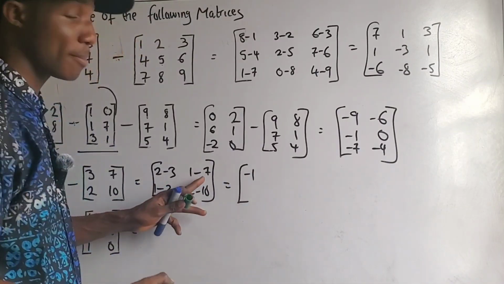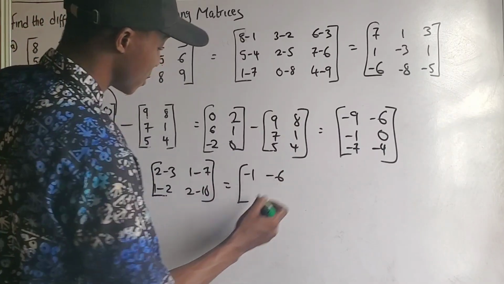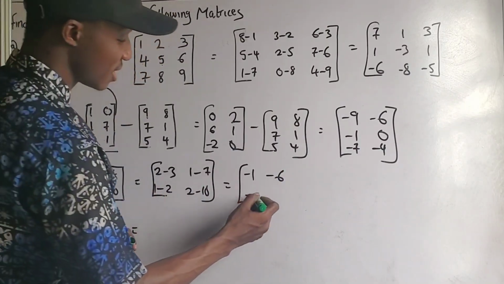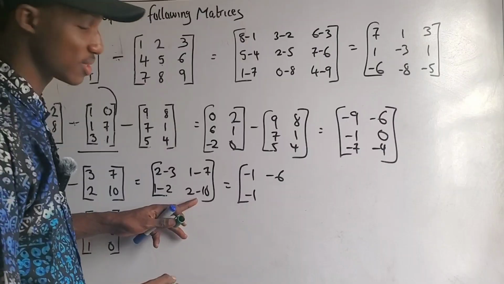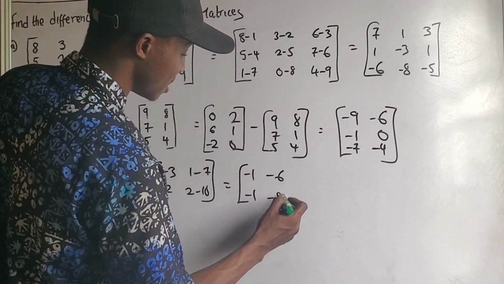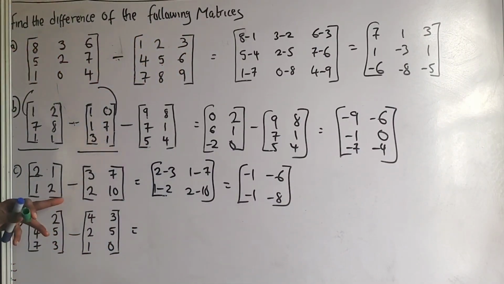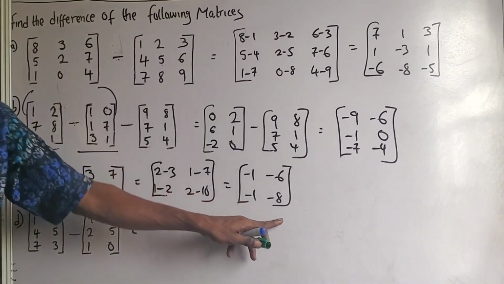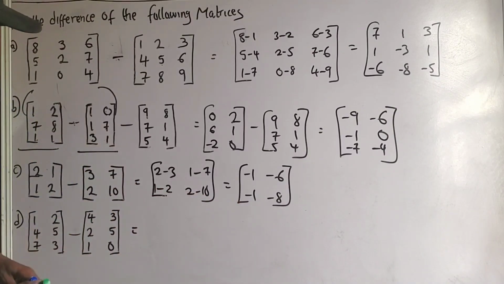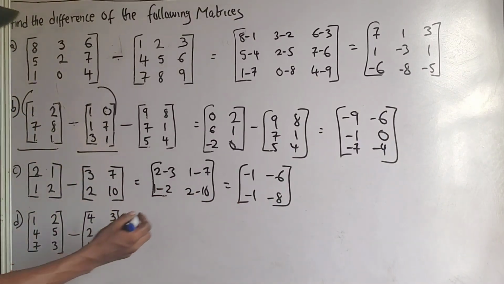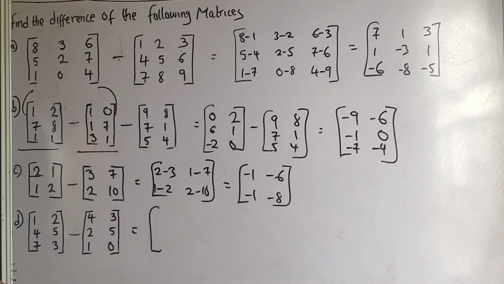The answer will be 2 minus 3 is negative 1. 1 minus 7 is negative 6. 1 minus 2 is negative 1. Then 2 minus 10 will give me negative 8. So the result of the difference between this and this is this. Do you understand?